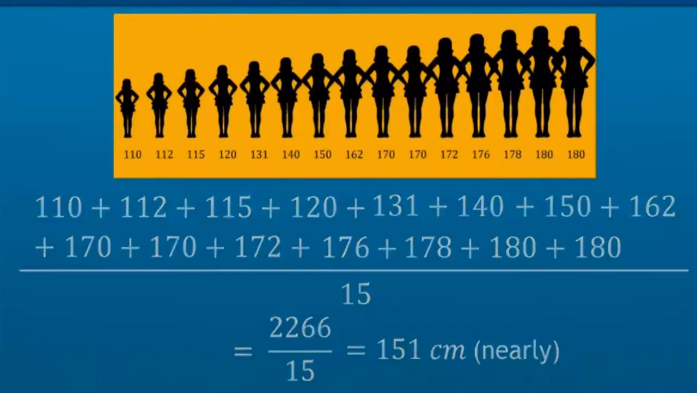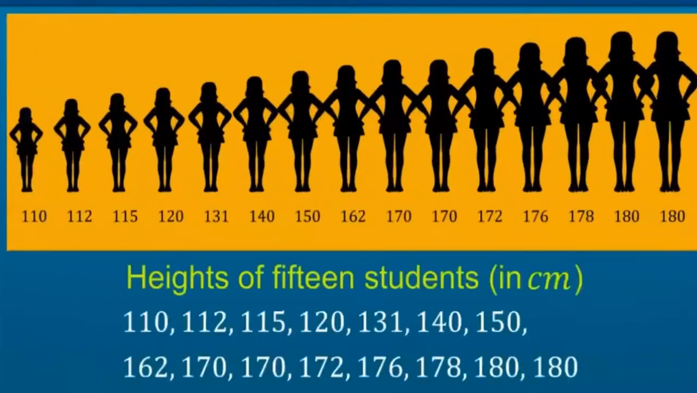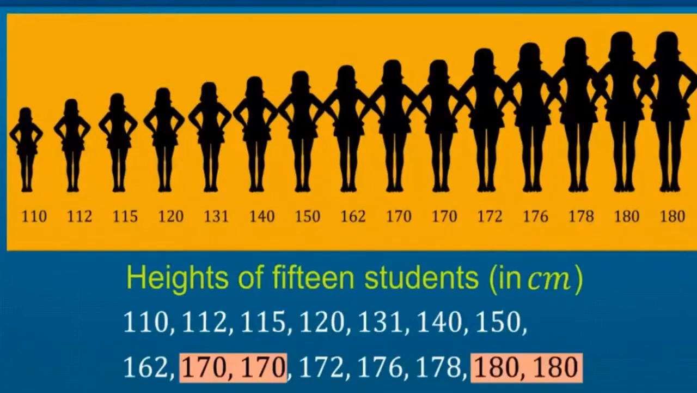Let's try finding the middle value using mode. Mode refers to the most frequent observation of the data. In this case, the most frequent observations are 170 and 180 centimeters. However, these two values do not divide the students into two equal halves. Okay, so here now next concept, that is mode.